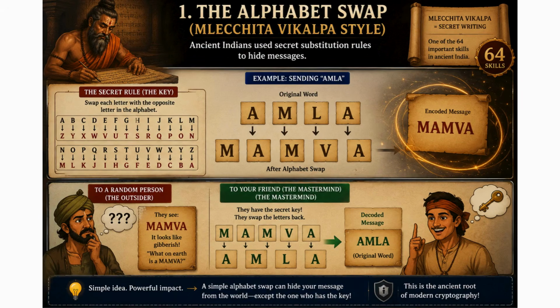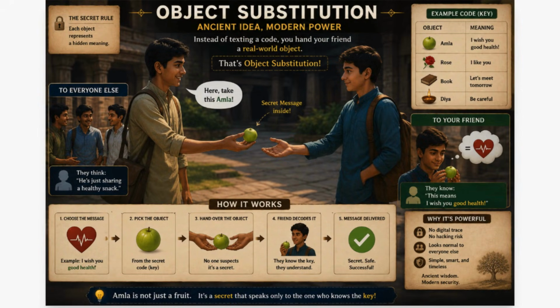For instance, take the word amla. If you simply rearrange the letters using an agreed rule, only your friend will know what it really means. To everyone else, it's just a random word. That's one of the simplest forms of secret communication. Another method is called object substitution. Instead of sending words, you send an object. Imagine giving your friend an Indian gooseberry. It's not just a fruit, it secretly means get well soon. The object itself becomes the message.